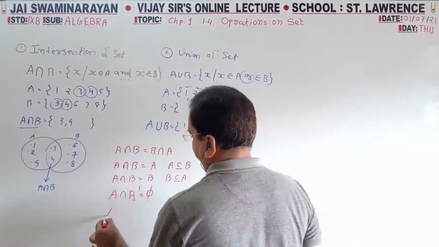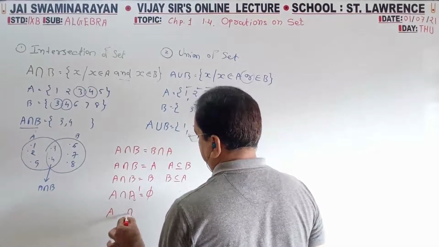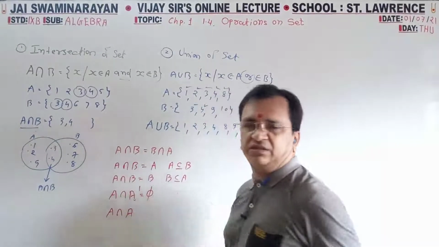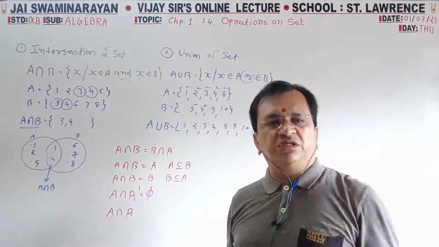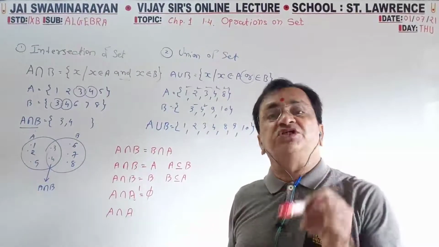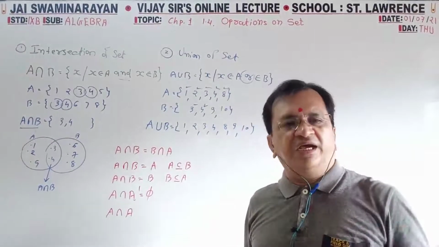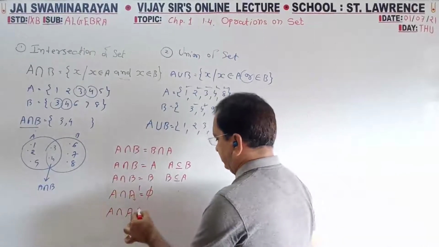Same to same. Suppose A is taken and find out the intersection. A is 1, 2, 3. The second A is also 1, 2, 3. So what is common? 1, 2, 3 is common. So A intersection A is A.